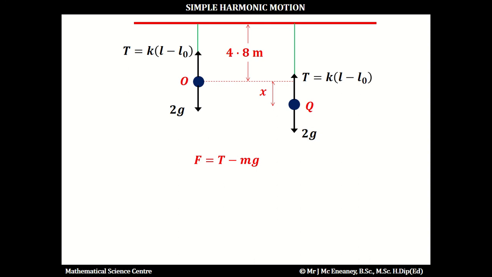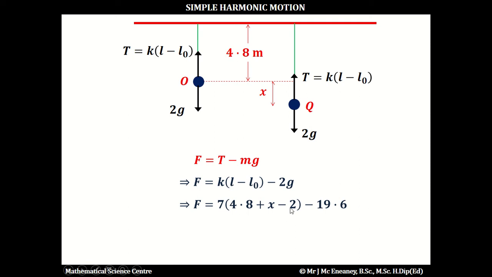So T is given by K over L0 times (L minus L0) and mg is just 2g. So here the resultant force F is going to equal, the K value is 7, the length of the elastic is 4.8 plus x. So we have 4.8 plus x as the L value, minus L0, which is 2. And then we have to subtract 2 times 9.8, which is minus 19.6.